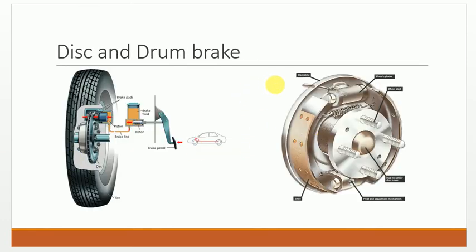When the fluid gets into the wheel cylinder, which has a piston on both sides, the pistons extend the brake shoes on both sides. These brake shoes are applied to the brake drums, and due to this frictional force, the vehicle slows down or stops.